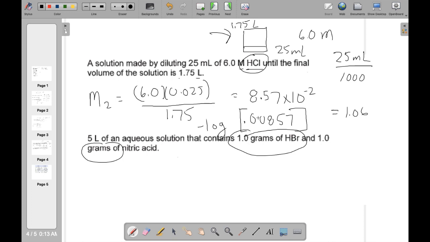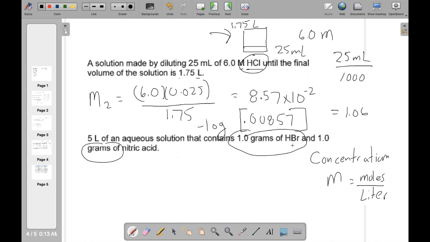Well, now, what do we need? We need concentration. Concentration is molarity. Molarity equals moles per liter. Okay, we can do this. Let's just figure out how many moles of this stuff we have. And how do I figure out how many moles? I have to find molar mass.